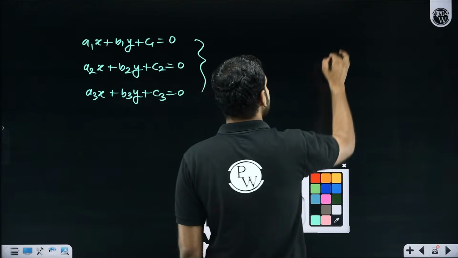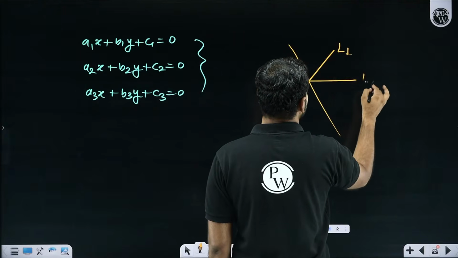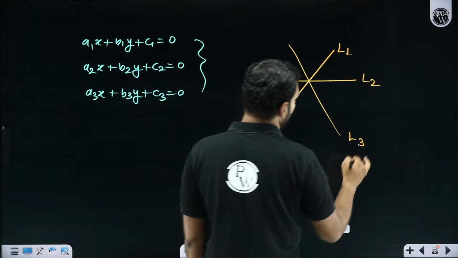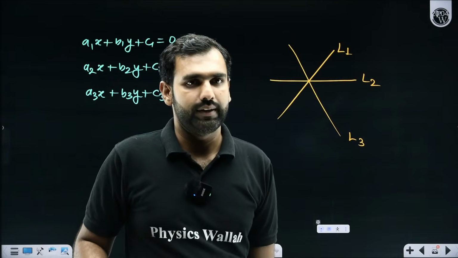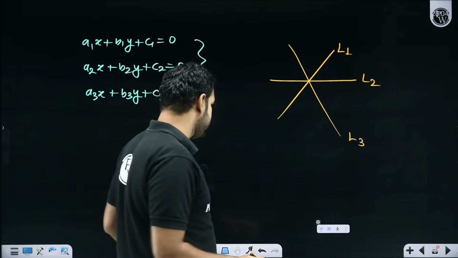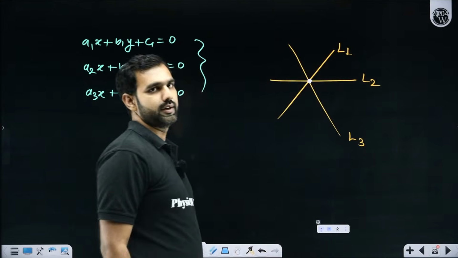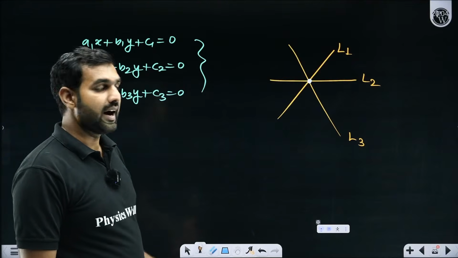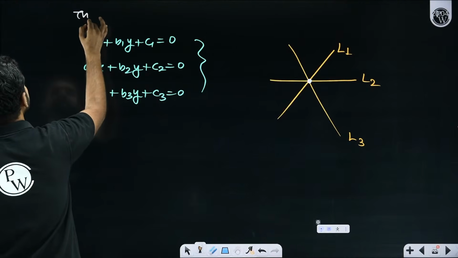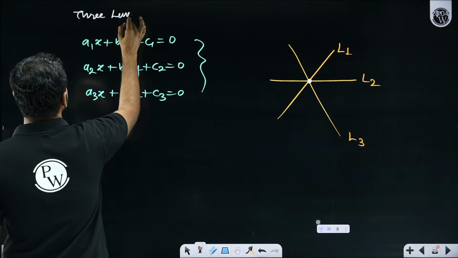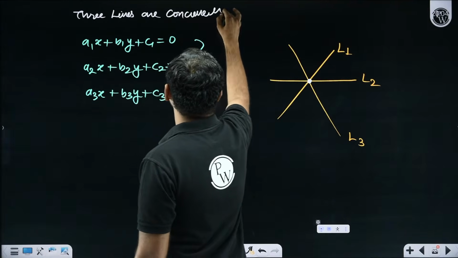Now, I am told that these 3 lines are concurrent. This line 1, line 2 and line 3, they are concurrent. What is the meaning of lines being concurrent? So when somebody claims that lines are concurrent, it means all of them are passing through one single point. So if I'm asked to verify whether these 3 given lines are concurrent or not, how will I do that?